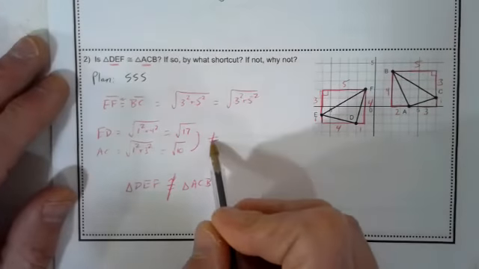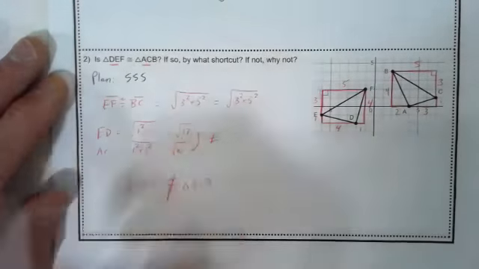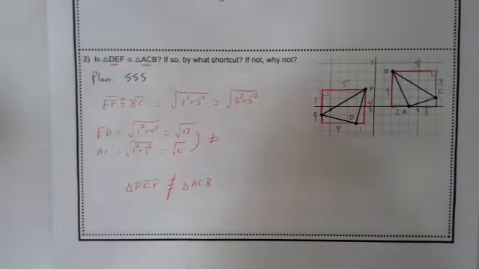So as soon as we find that one of the corresponding sides, DF and AC, are not congruent to each other, then we know that the 2 triangles aren't congruent.